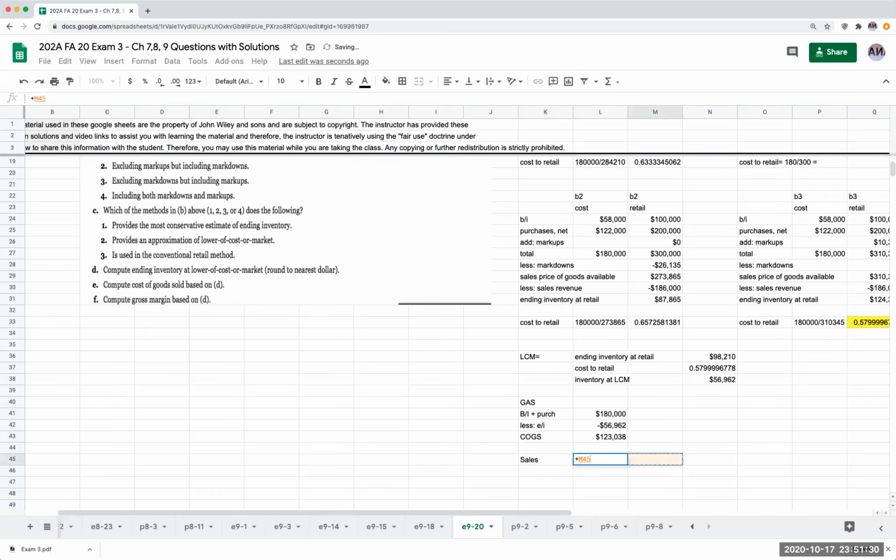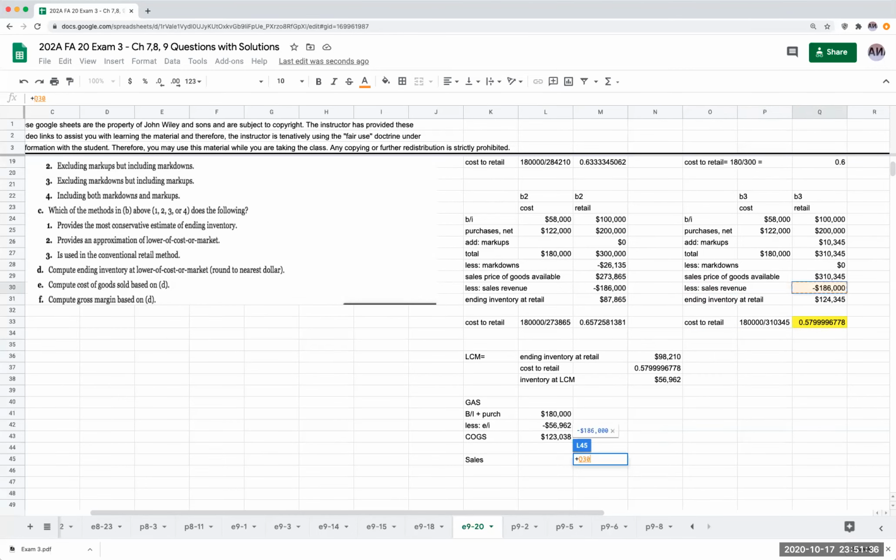My gross margin based on this would be sales. So I had sales of 186,000, less my cost of goods sold. That gives me a gross profit here of 62,962.